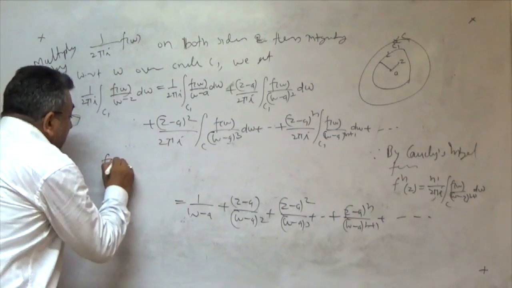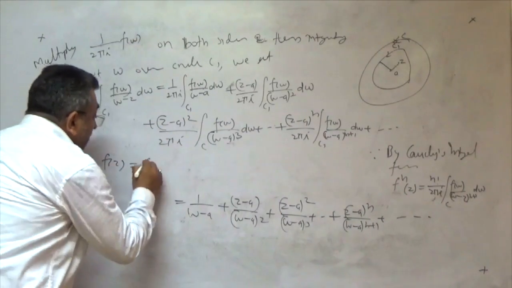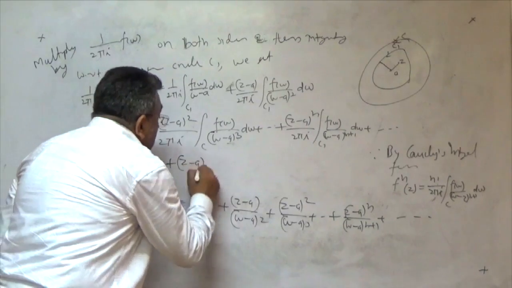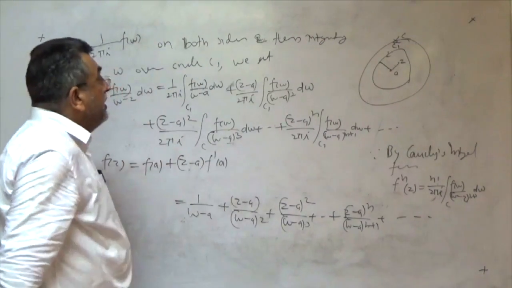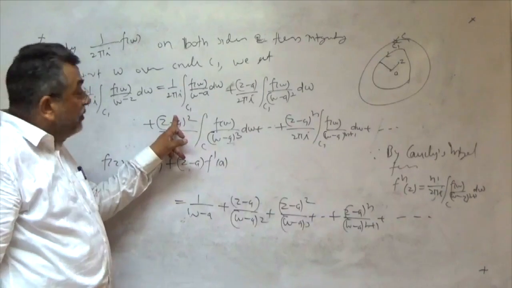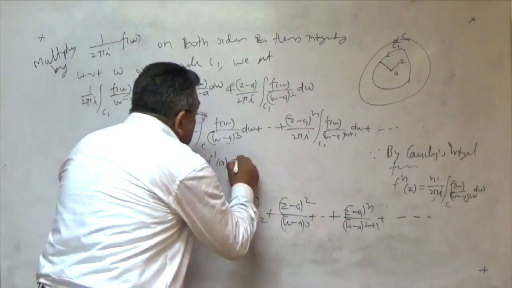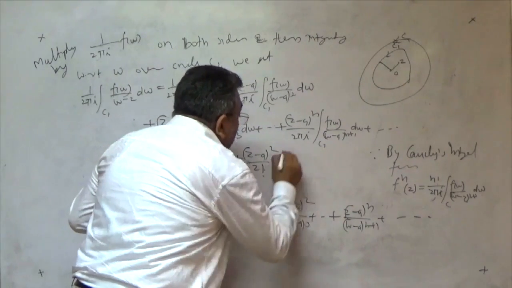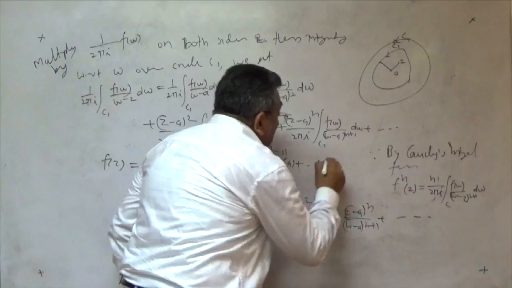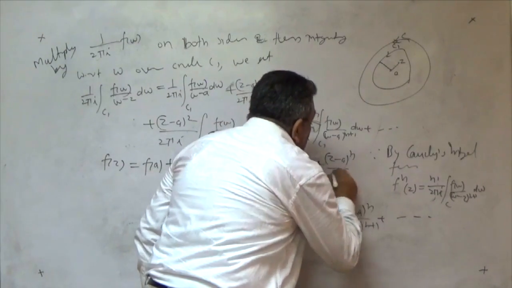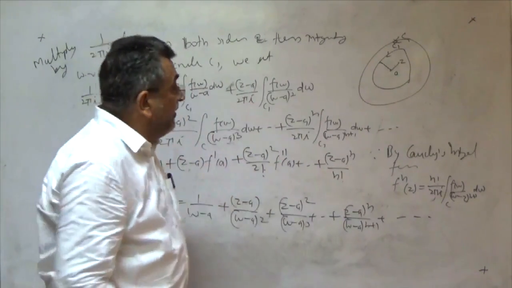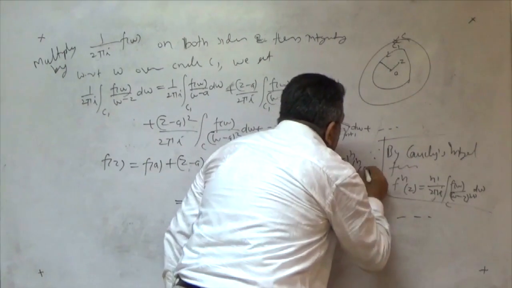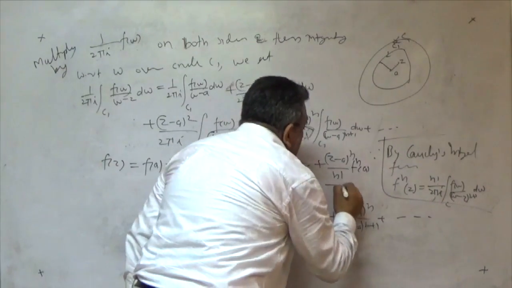The left hand side is F(z). Right hand side first term according to this formula is F(a). Second term is (z minus a) into F dash a. In the third term, if you multiply factorial 2 and divide factorial 2, so this is (z minus a) square upon factorial 2 F double dash a, and so on. Nth term, (z minus a) to power n. Again, you multiply by factorial n and divide factorial n. This is F^n(a), plus so on up to infinity.